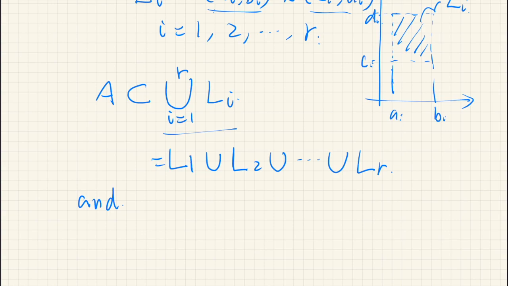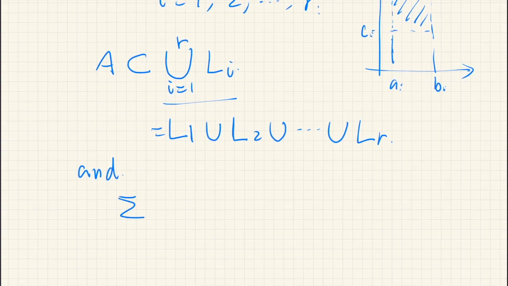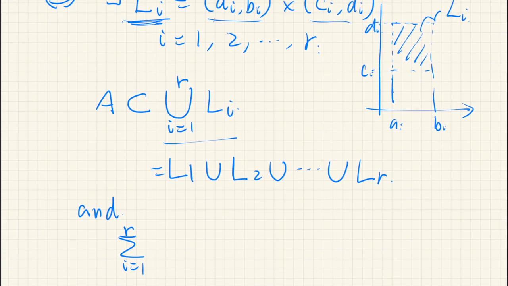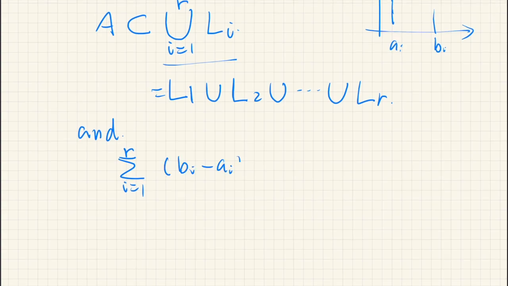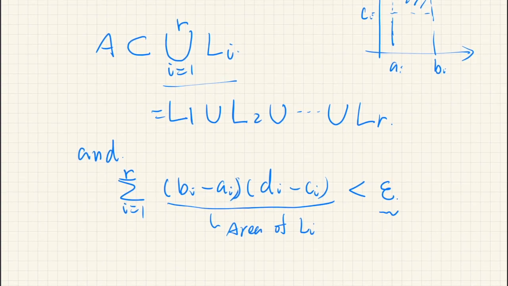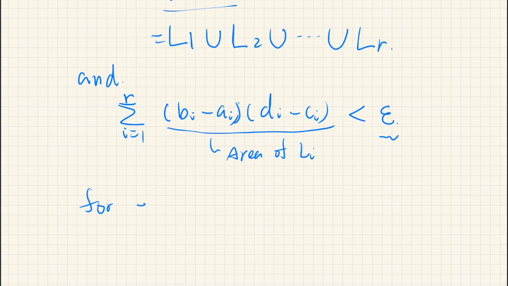And the sum of the areas of these rectangles, i from 1 to r, where the area of each rectangular region is (b_i minus a_i) times (d_i minus c_i), is less than epsilon, where this epsilon is arbitrary, for any epsilon that is positive.